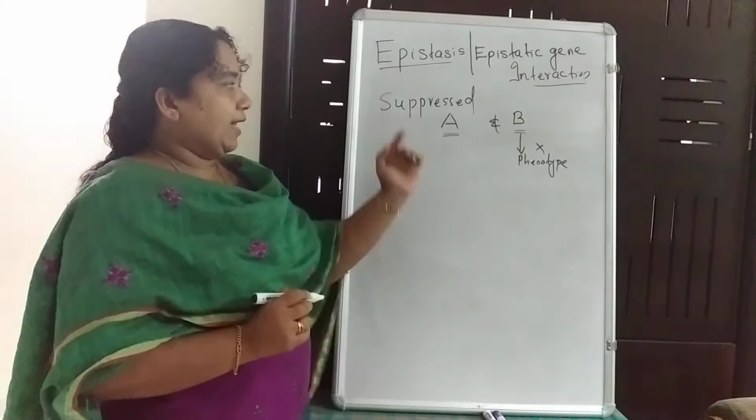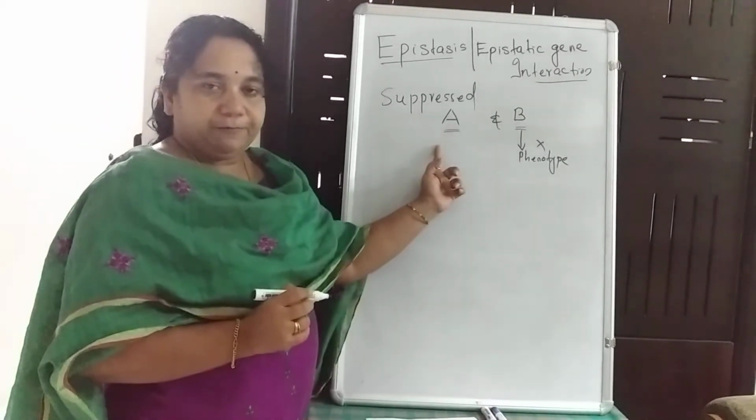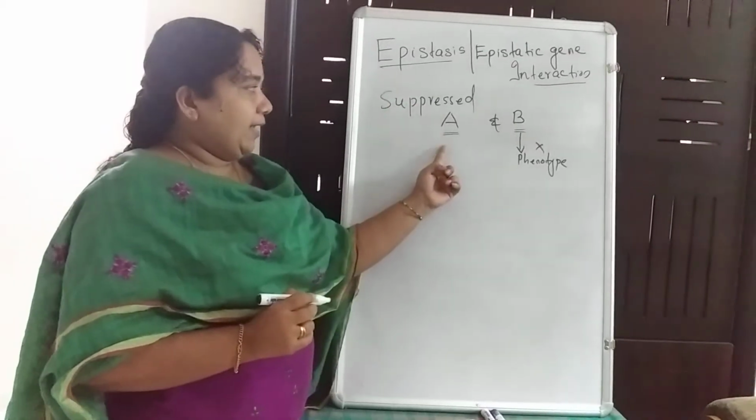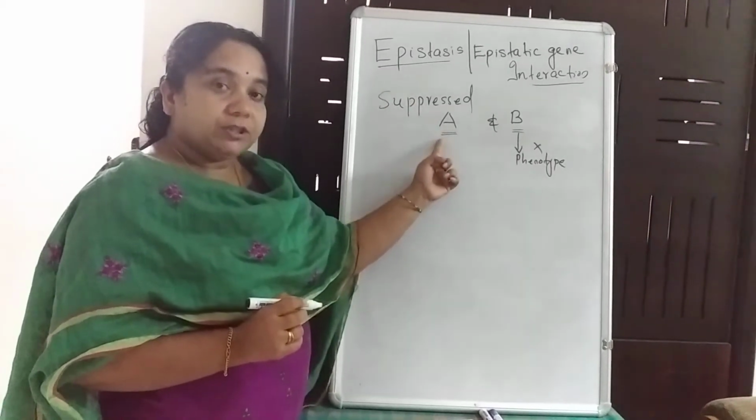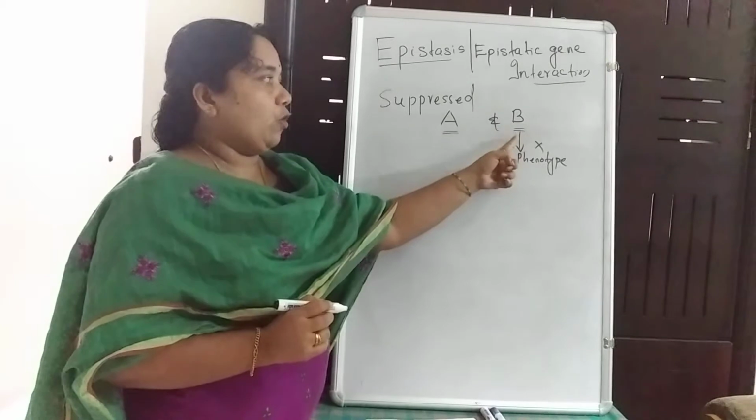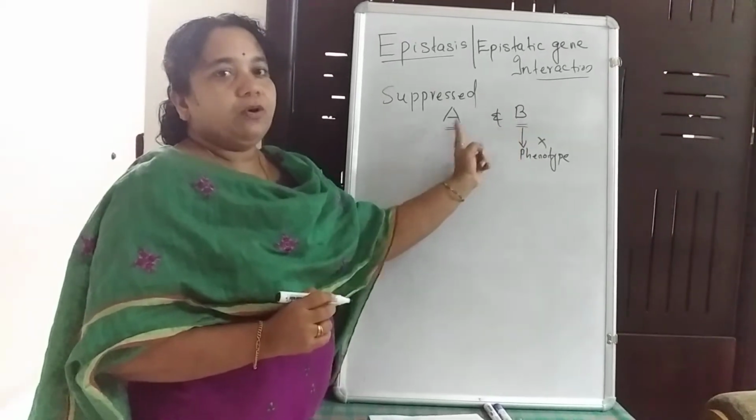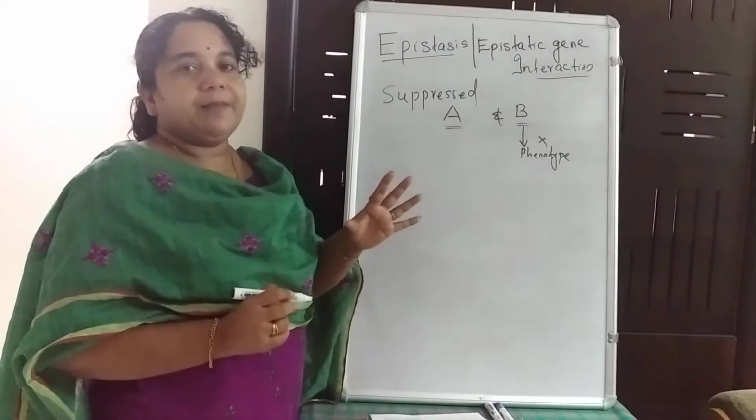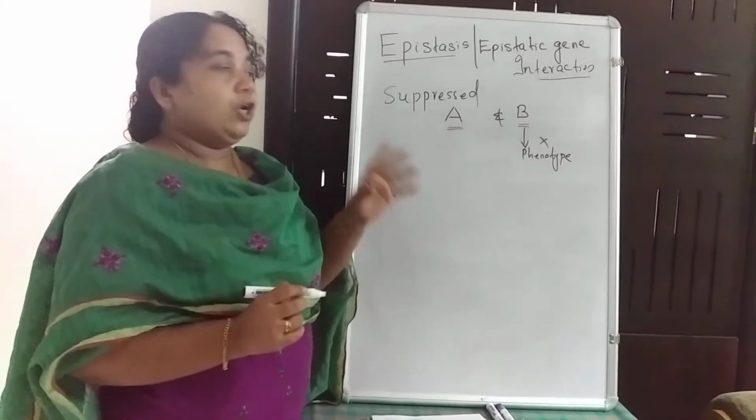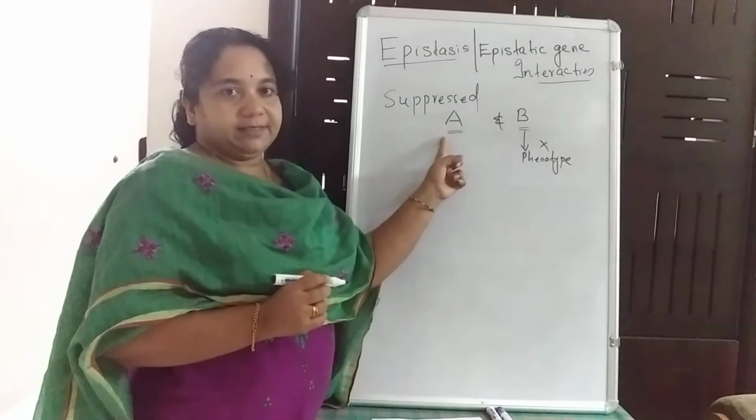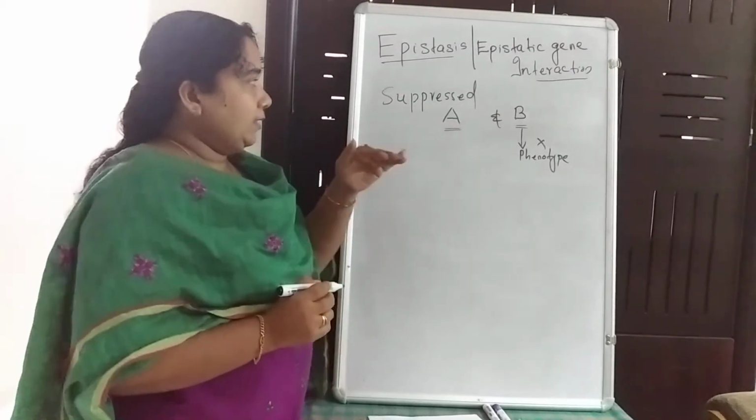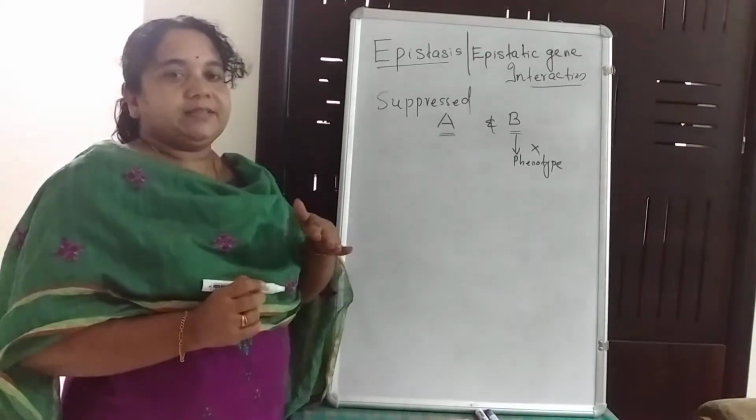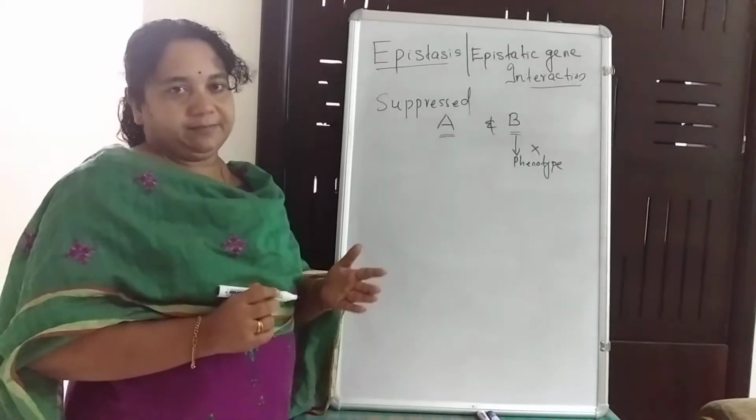To explain that, even if there are two genes, capital A and capital B, capital A can have the power to suppress the expression of capital B. So, if capital B has a particular phenotype, but that phenotype cannot be expressed due to the presence of this gene, one gene suppresses the effect of another gene.